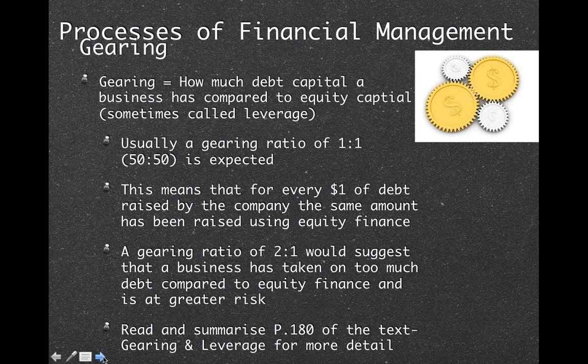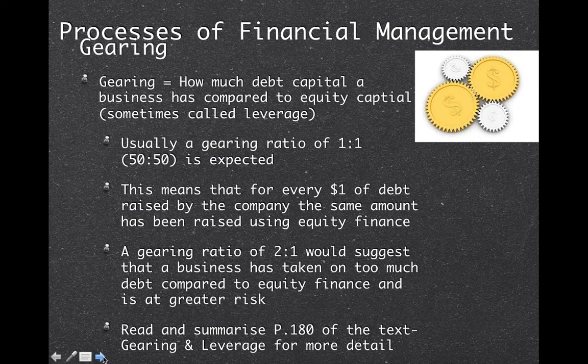A standard across all businesses is ideally 1-to-1, 50-50. So for every $1 of debt that the company decides to take on board, they will get $1 of equity invested into the company. If a company had a gearing ratio of 2-to-1 instead of 1-to-1, that would mean that they've got too much debt. They've got $2 of debt for every $1 of equity.